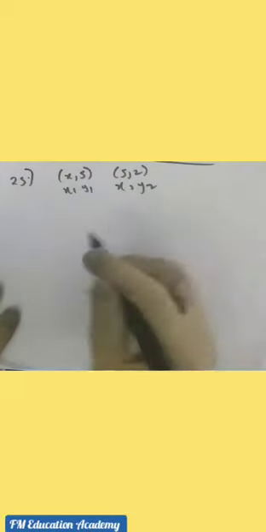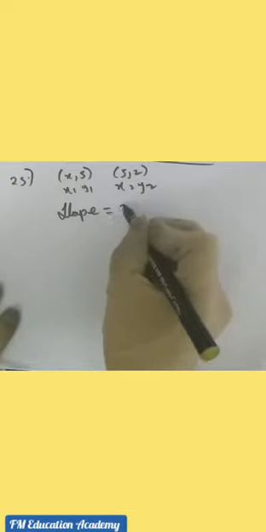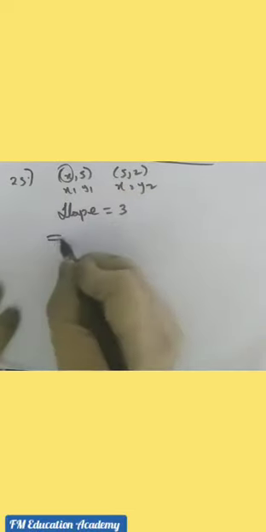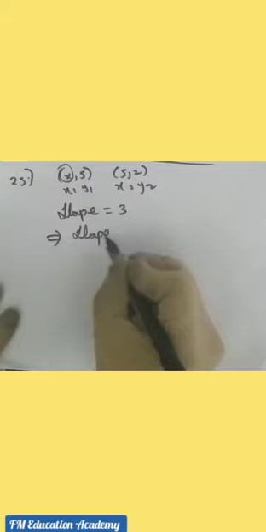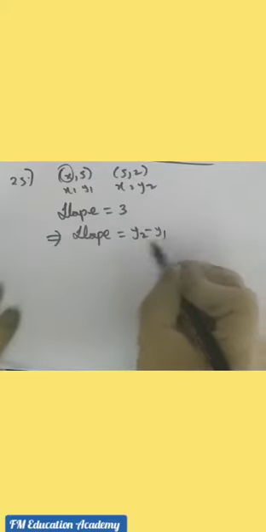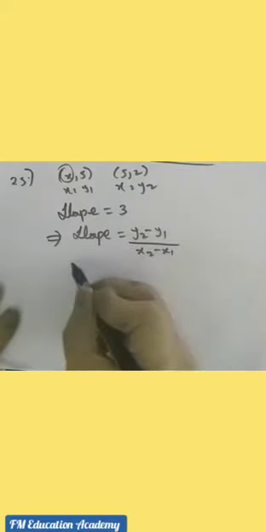So this is x1, y1 and this is x2, y2, right? And we know the slope is also given in the question as 3. It is asking us the value of x here. So use the formula of slope. Slope is equal to (y2 minus y1) by (x2 minus x1). This formula is there in coordinate geometry.